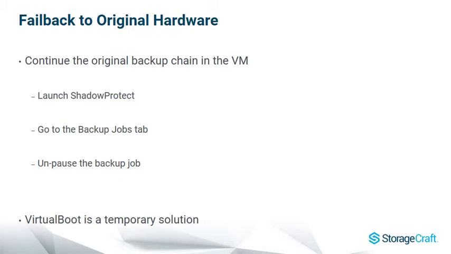In some instances, VirtualBoot can be used as a temporary failover with the intent to fail back to the original hardware. To continue your original image chain in the VM, launch ShadowProtect, and under the Backup Jobs tab, select your backup job and then unpause to resume the backup job. Remember, this is a temporary solution, and the longer it is used, the greater the risk of a VM crash and a loss of data.